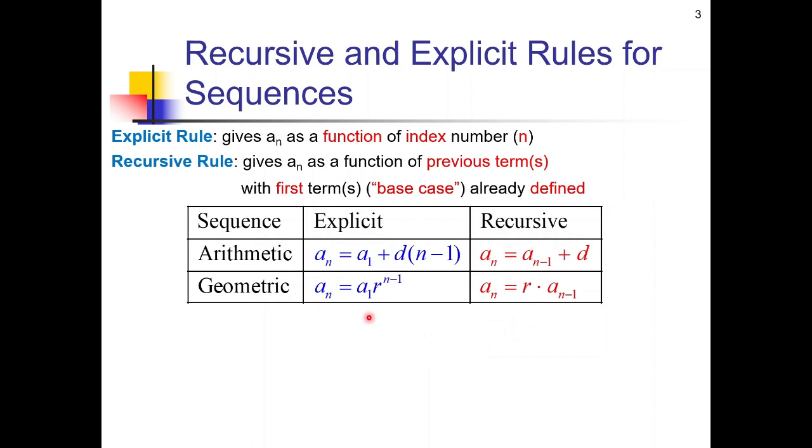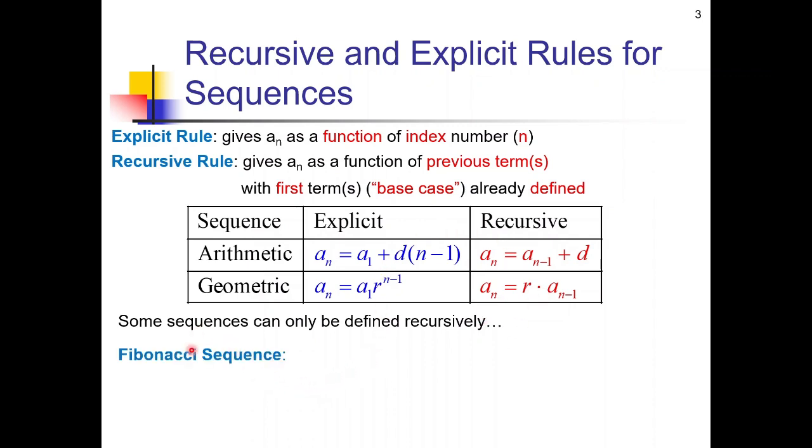And last but not least, there are some sequences out there that can only be defined with a recursive function. There is no explicit function for them. The most famous of these is the Fibonacci sequence. It's a special kind of sequence. It has not one, but two base cases. A sub 1 is 1, and a sub 2 is also 1.